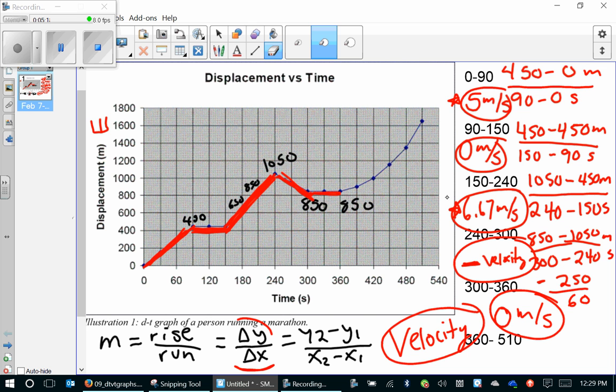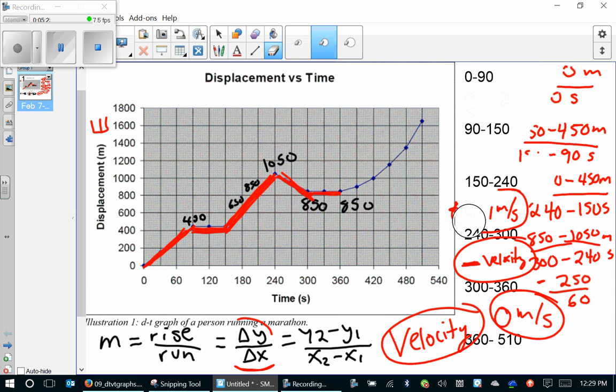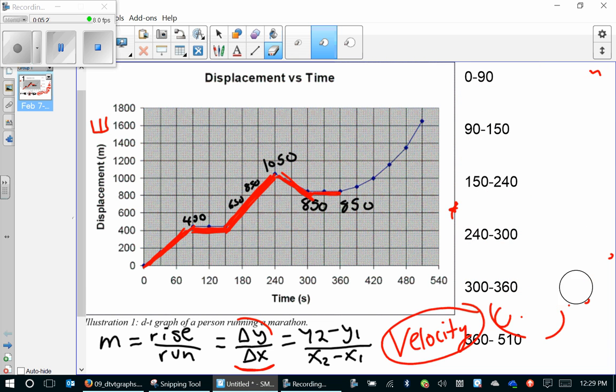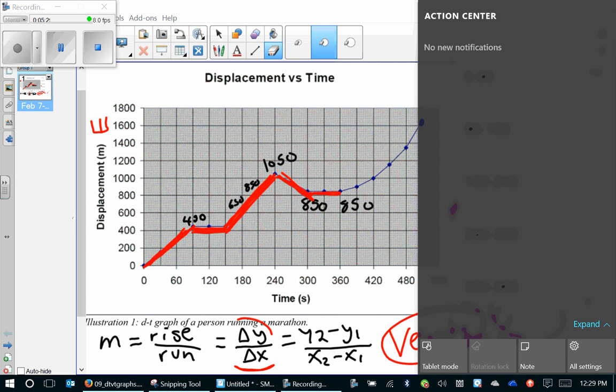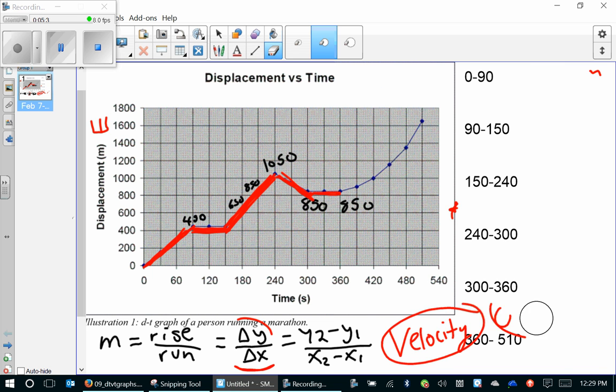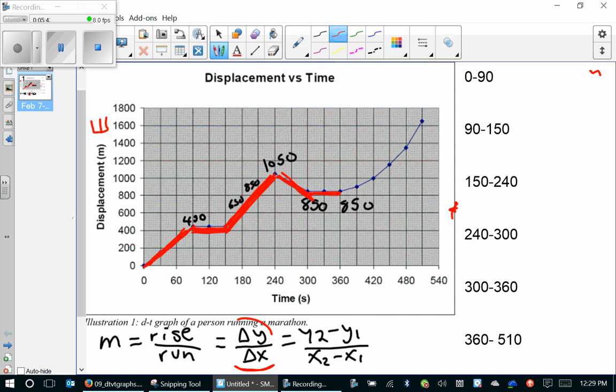I'm going to erase some of this stuff. We're running out of space. Okay, 360 to 510. So what's happening right here? Here, our slope, if you can imagine we were drawing our slope, is slowly getting steeper and steeper. So we have something that's called acceleration.